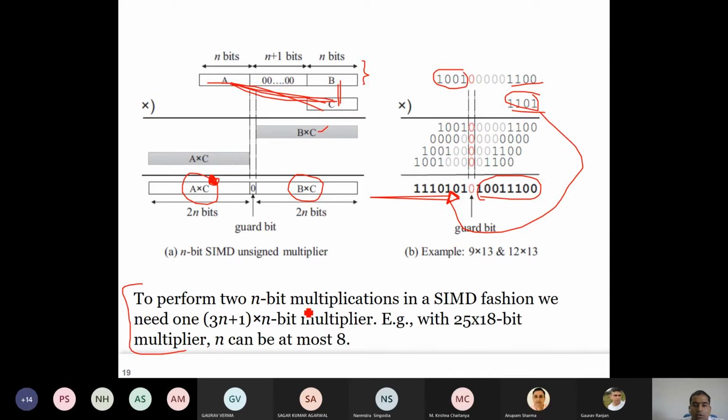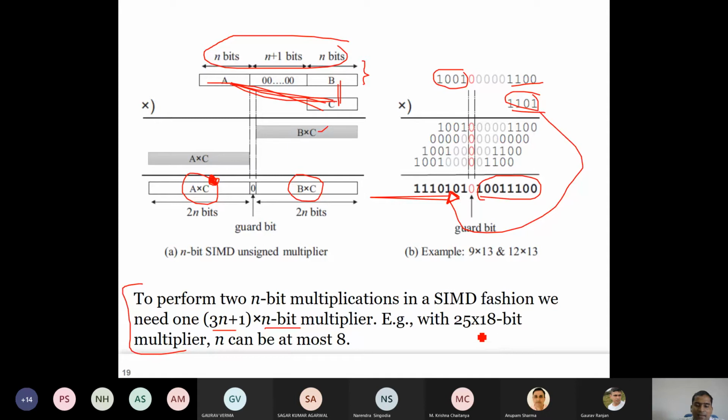So to perform two n-bit multiplications, simply why? Because we are simultaneously doing two things. Operation is same, multiplication, but operands are different. We need 3n plus 1. So here you can see 3n plus 1 bit. At least we need 3n plus 1. That means this multiplier can multiply two numbers. One of them is 3n plus 1 bit. Another of them is just n bit.